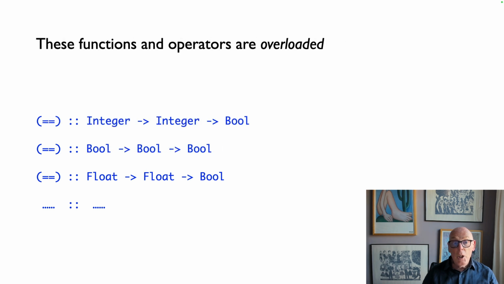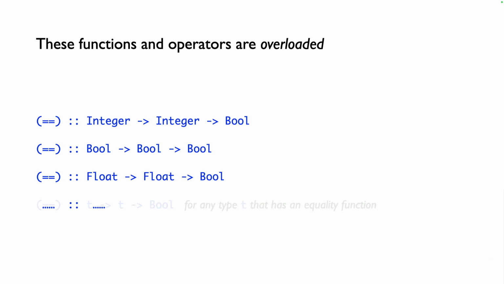And indeed, equality is a prime example of what's called an overloaded operator. You can use the equality operator to compare two integers to see if they're equal. You can use it to compare two Booleans. You can use it to compare two floats. In fact, you can use it to compare two elements of a type T, as long as that type T has an equality function over it. Now, I don't want to go into the technical details of how that's done using type classes quite yet, but we will come back to that later on in the course.